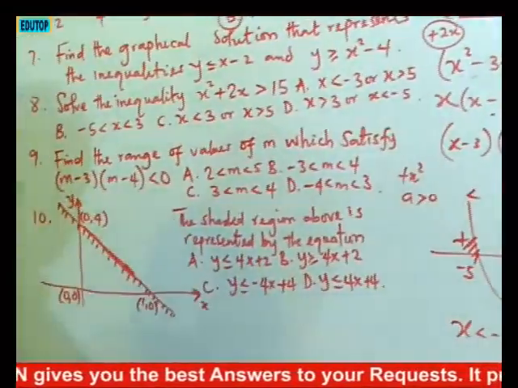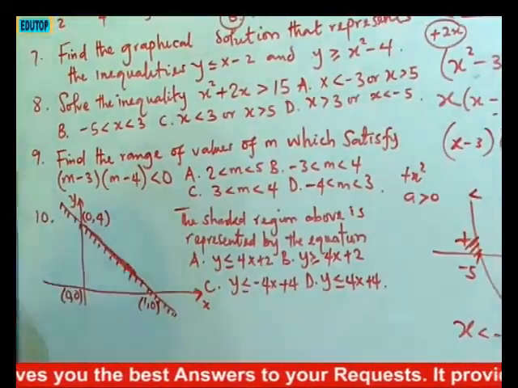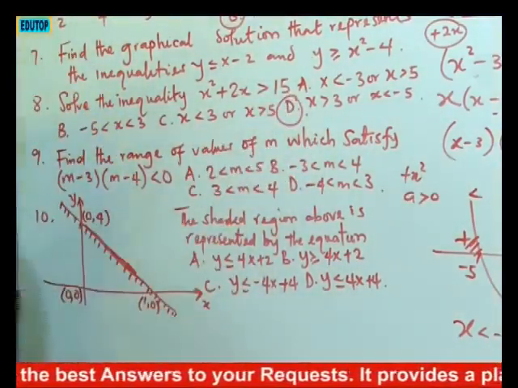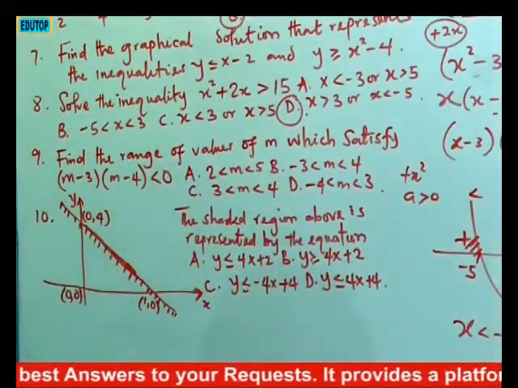So I go to my options and see the one that matches that. x is less than minus 5 and x greater than 3. Automatically that is option D. So x greater than 3 or x is less than minus 5.